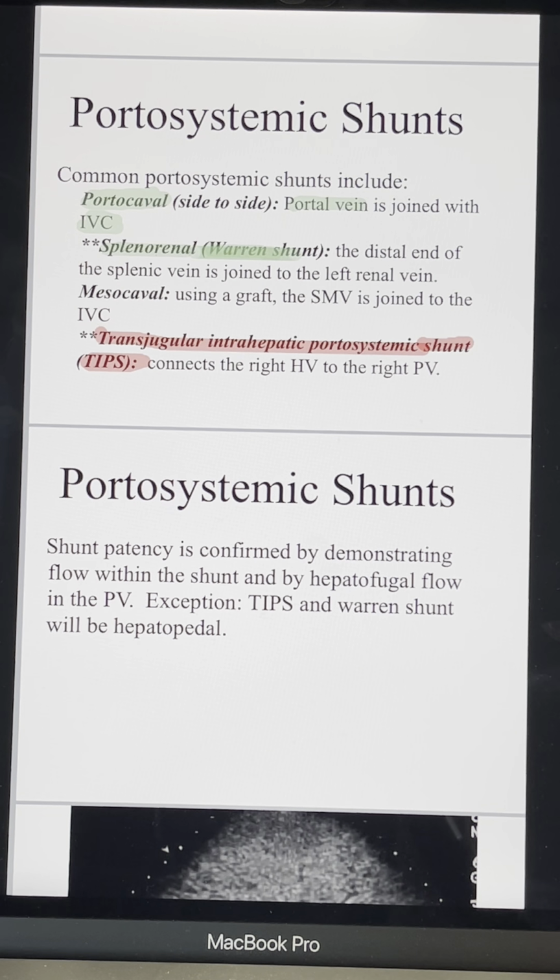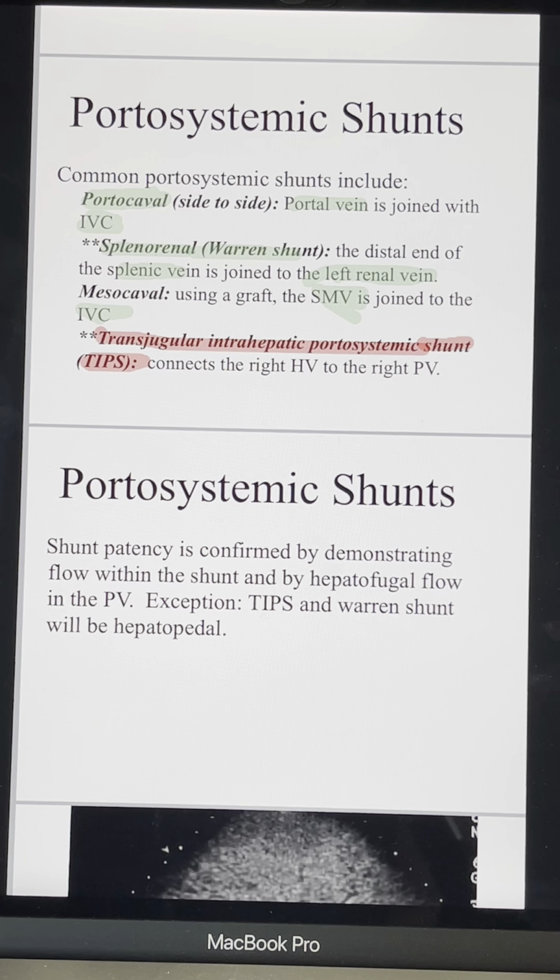It's called the Warren shunt. Please know the name of the shunt and what it connects. Splenorenal is the distal end of the splenic vein joined with the left renal vein. And then mesocaval is using a graft: the SMV is joined with the IVC.